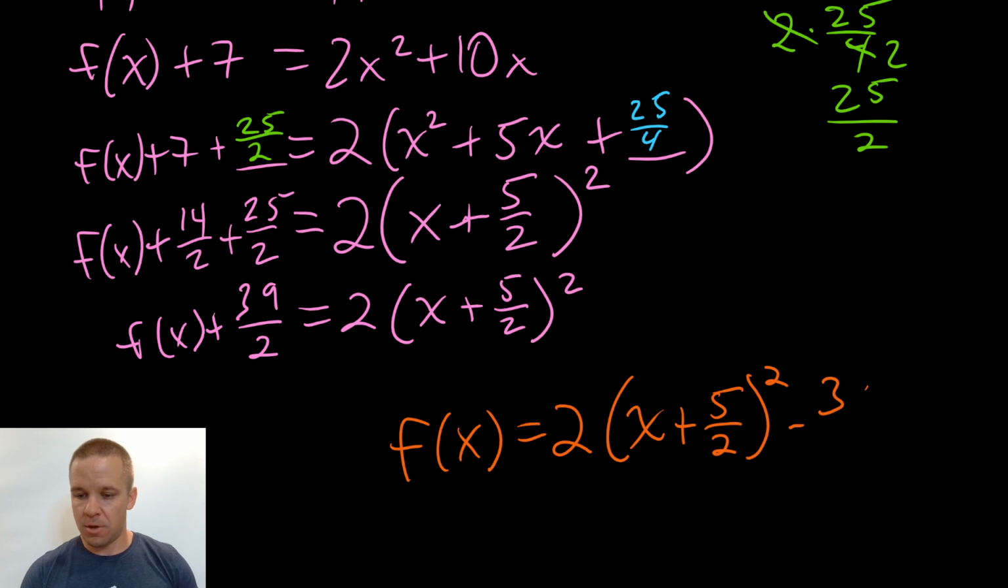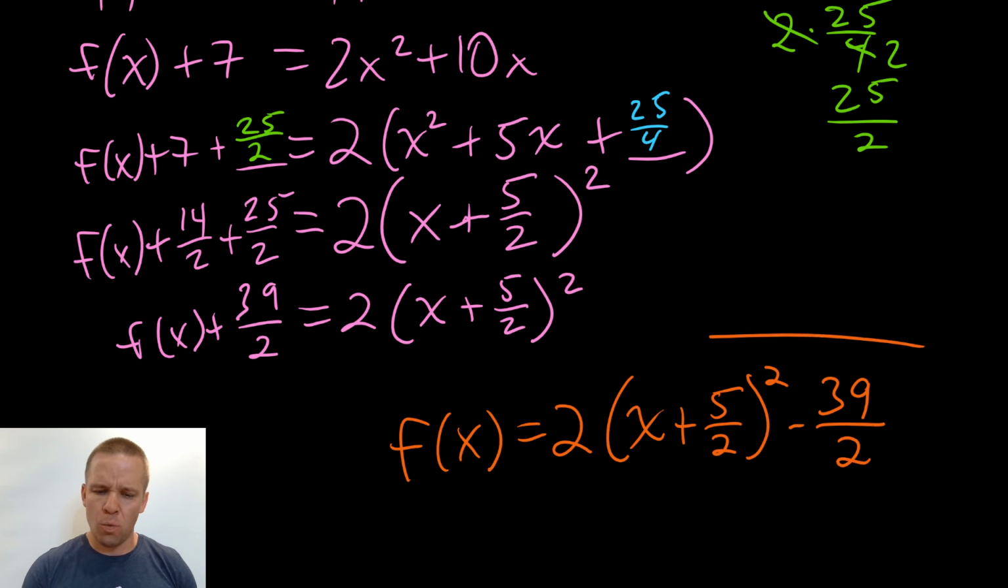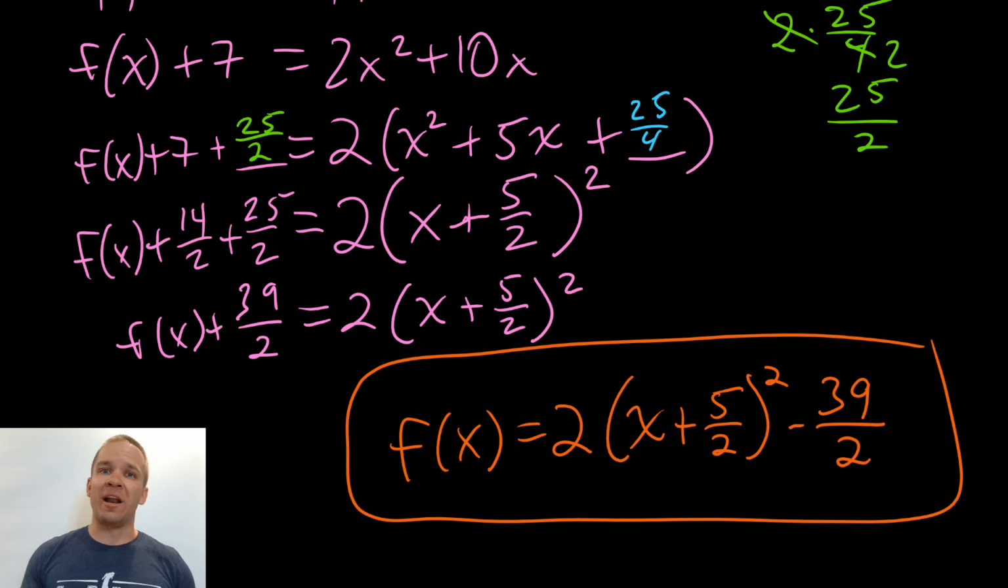minus 39 over 2. Final answer. Yeah, those fractions were quite frightening. Yes, but we handled it. Handled it like champs. We're all good. What's my vertex on this one? Looks like it's negative 5 over 2, comma, negative 39 over 2. Ugh. Nobody wants to graph that.